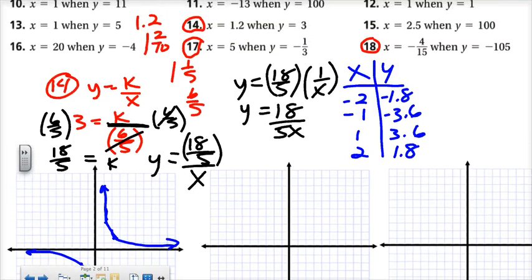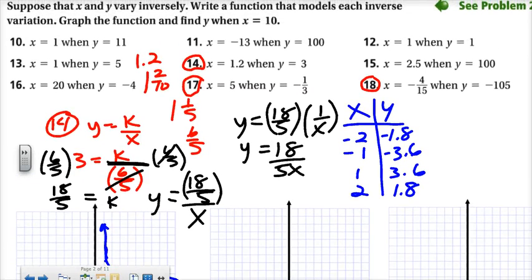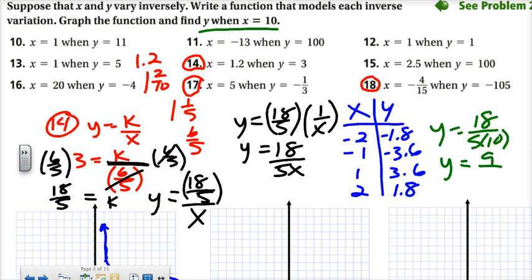And last but not least, there was a request up here that we find y when x is 10. So we're going to put 18 over 5 times 10, which is 18/50ths, which reduces to 9/25ths. And they did give you that one as a decimal, 0.36. It's the same thing as 9/25ths, but I certainly would prefer the fraction in that case.